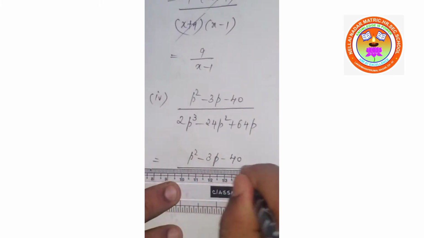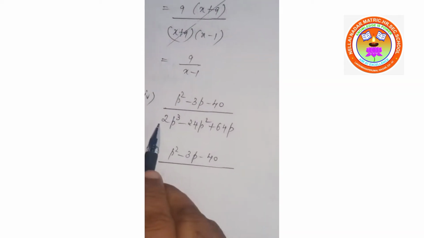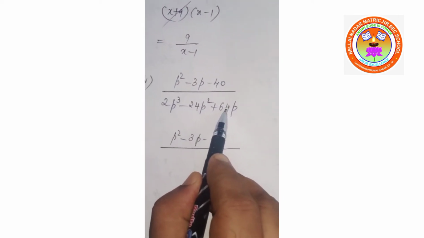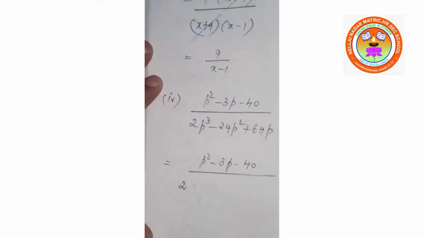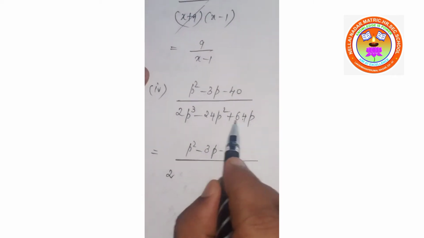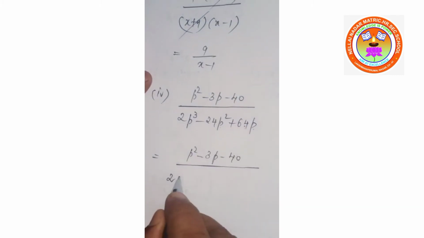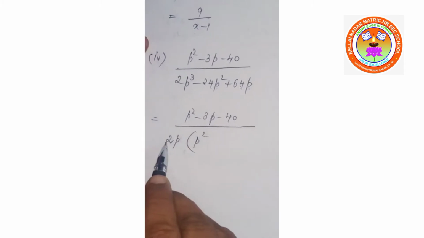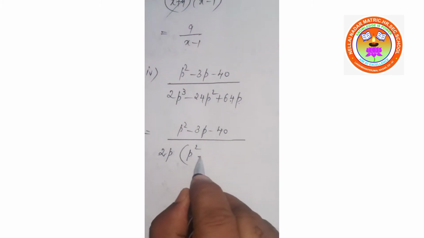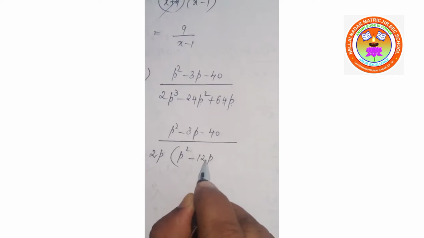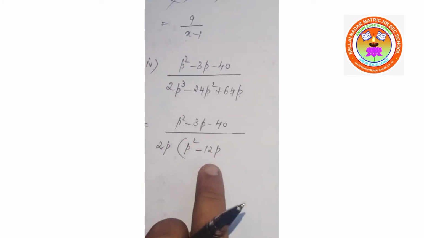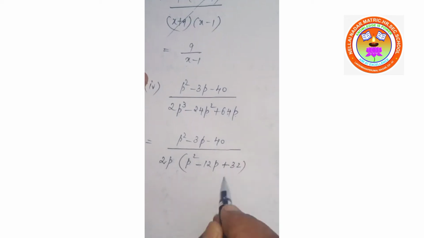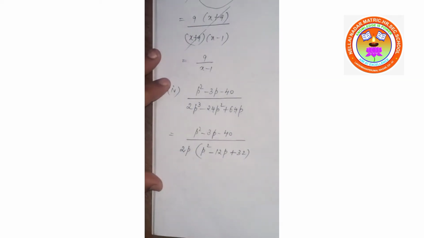For the denominator, 2 is common to 24 and 64, all three numbers are in the two times table, so you can take 2 as common. Apart from that, p square, p cube, which one is the least? P, so write p. 2p as common. After taking 2p common, here you have to take p square, correct? 2p into p square equals 2p cube minus 12p minus 12 into 2 minus 24p into p square plus 32 into 2p equals 64p.